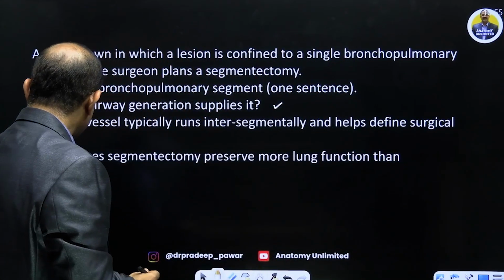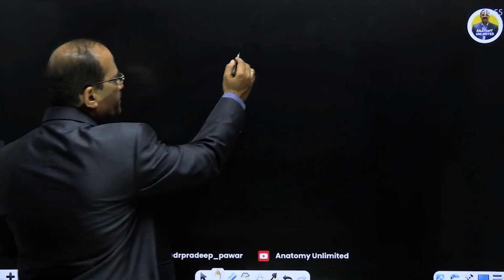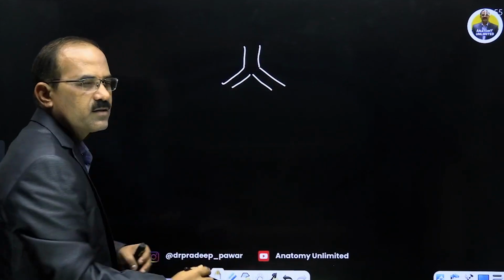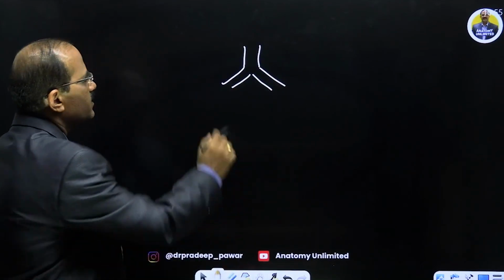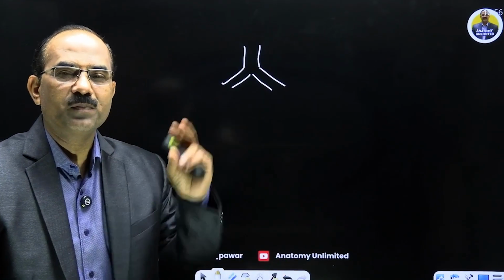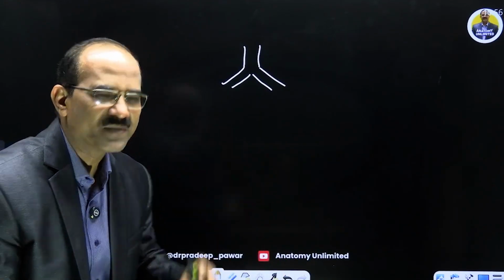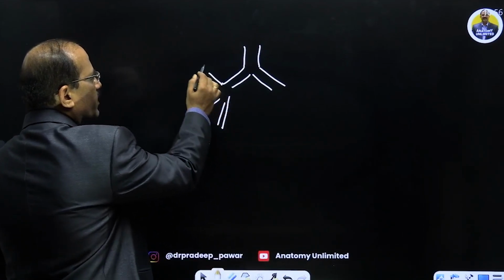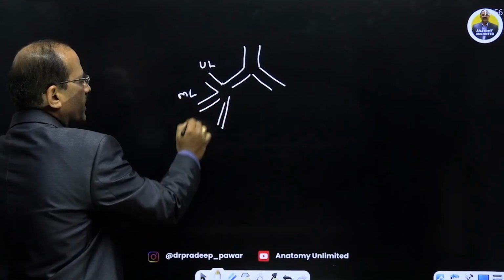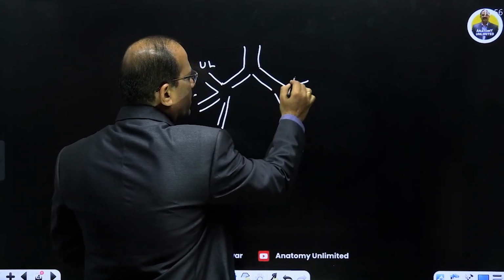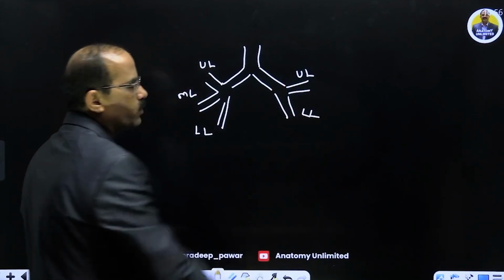Can you tell me this? We've got the trachea. The trachea divides into two primary bronchi for the two lungs. Now, the primary bronchus will divide into secondary bronchi depending on the number of lobes, correct? The right primary bronchus will give three secondary bronchi, for the upper lobe, the middle lobe, and the lower lobe. The left primary bronchus will give two secondary bronchi for the upper lobe and the lower lobe.